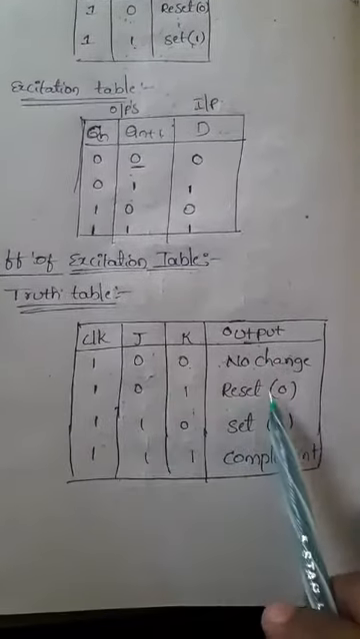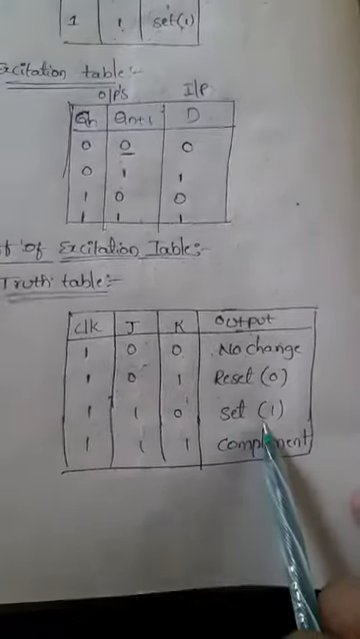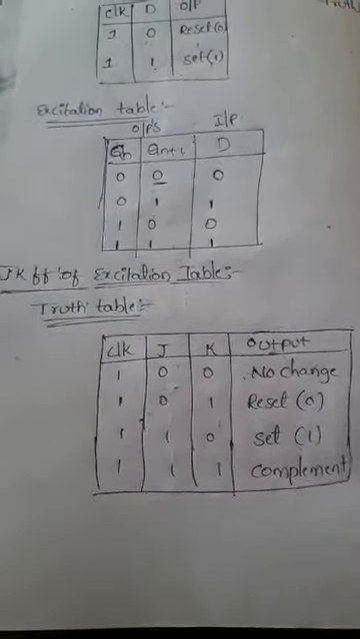Now we'll see the next type of flip-flop, that is JK. This is the truth table of the JK flip-flop. Already we know the working principle of the JK flip-flop. For 0 0 we get no change whenever the clock is high. For 0 1 we get reset, 1 0 is set, and 1 1 is complement, as we know from the explanation of the truth table. Now we'll see the excitation table of the JK flip-flop.